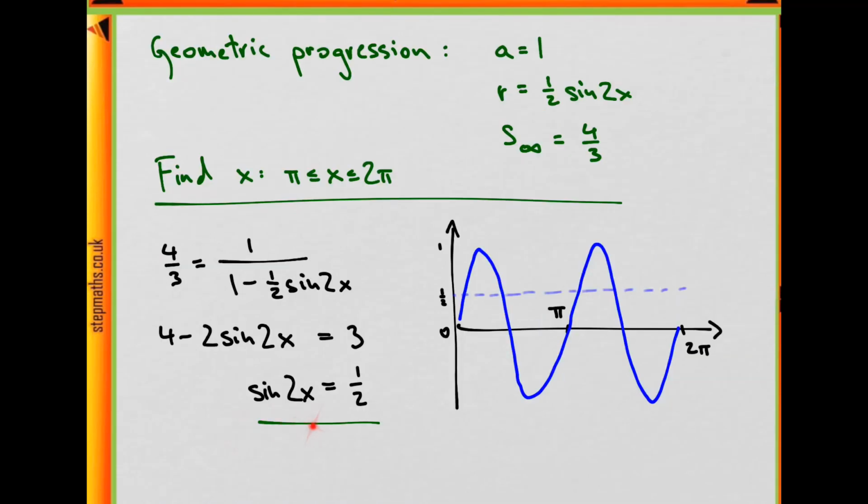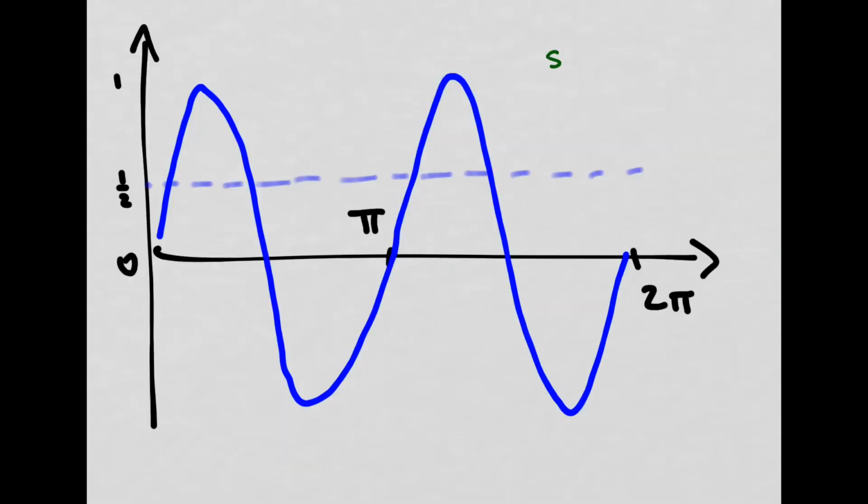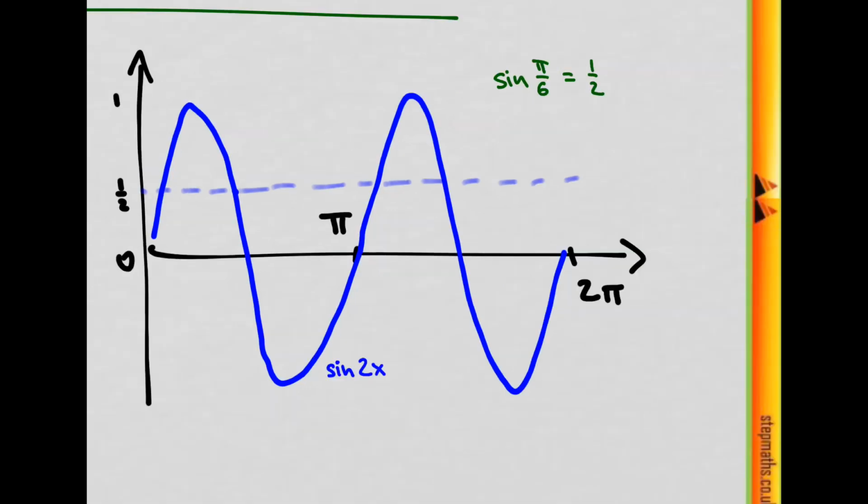To help us find the roots, I plotted the function sine of 2x and 1/2. So one thing we know is that sine of pi over 6 equals 1/2. However, remember that our function is sine of 2x. So in order for the argument to be pi over 6, we need x to be pi over 12. And by the symmetry along this line here, we see that the other solution will be pi over 2 minus pi over 12, which is 5 pi over 12.